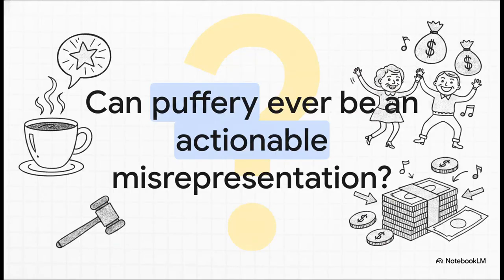But wait, what about salespeople? They're always hyping up their stuff. Generally speaking, basic opinions or sales puffery aren't actionable. You can't sue a diner for claiming they have the world's best cup of coffee. But there is a hard limit to that rule, and it's perfectly showcased in Vokes v. Arthur Murray, Inc. In this case, a dance studio managed to wring over $31,000 out of a 51-year-old widow.